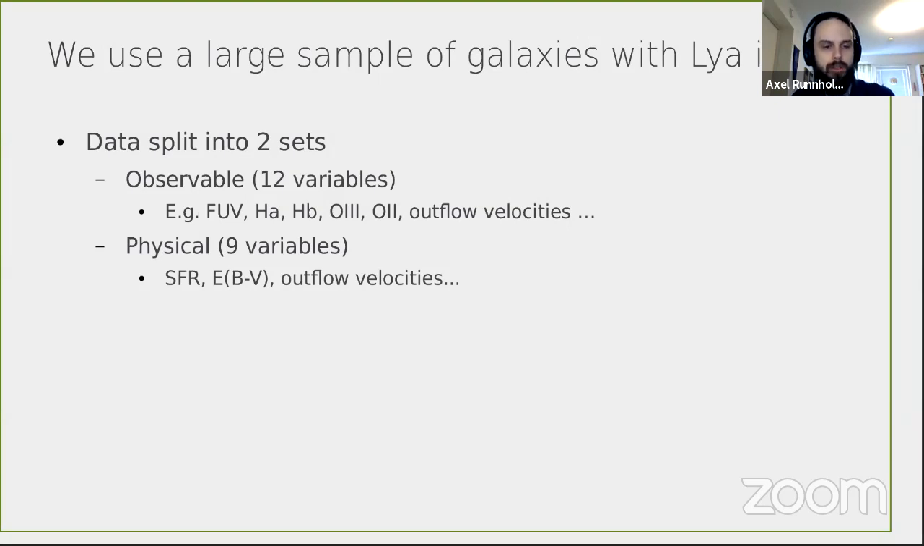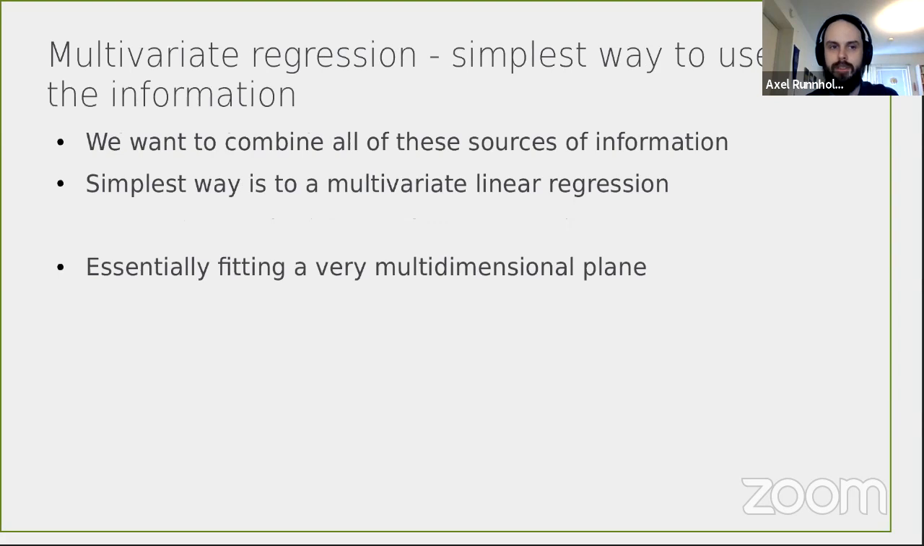What we do is take all of this data and split it into two sets that we want to look at separately. One is direct observables, so far UV, H alpha, H beta, that sort of thing. The other is derived physical quantities. And what we want to do is understand how we can predict Lyman Alpha based on all of these other quantities.